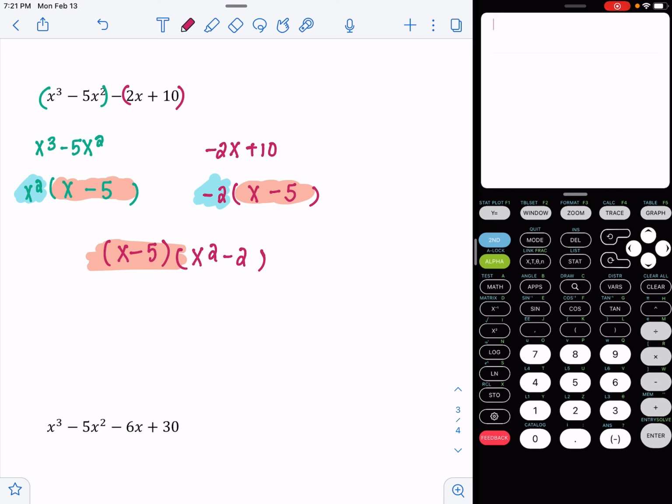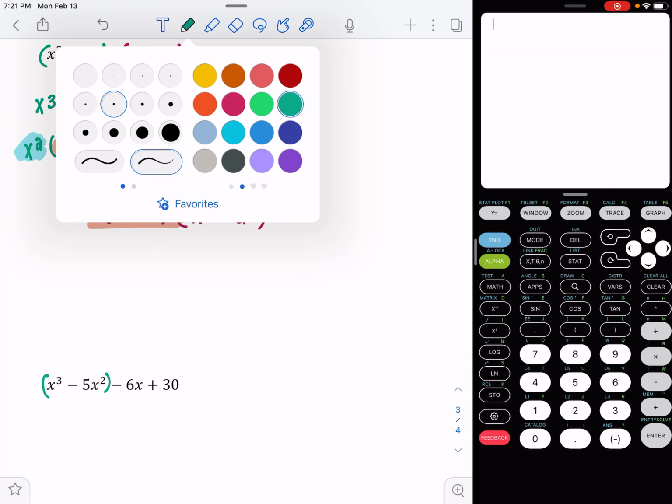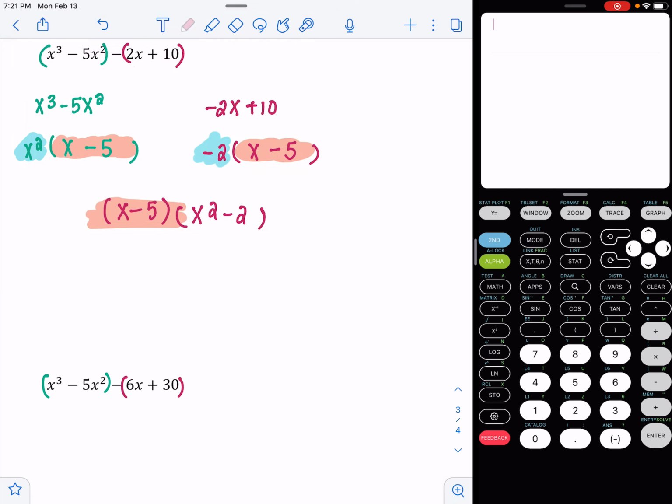Go ahead and copy this last problem. Try to do it by yourself before we go over it. Pause the video. Once you're ready, unpause, and I will go over it with you. So let's take a look. Starts off pretty similar to the other one, right? X cubed minus 5x squared, and then let's see, negative 6x plus 30.